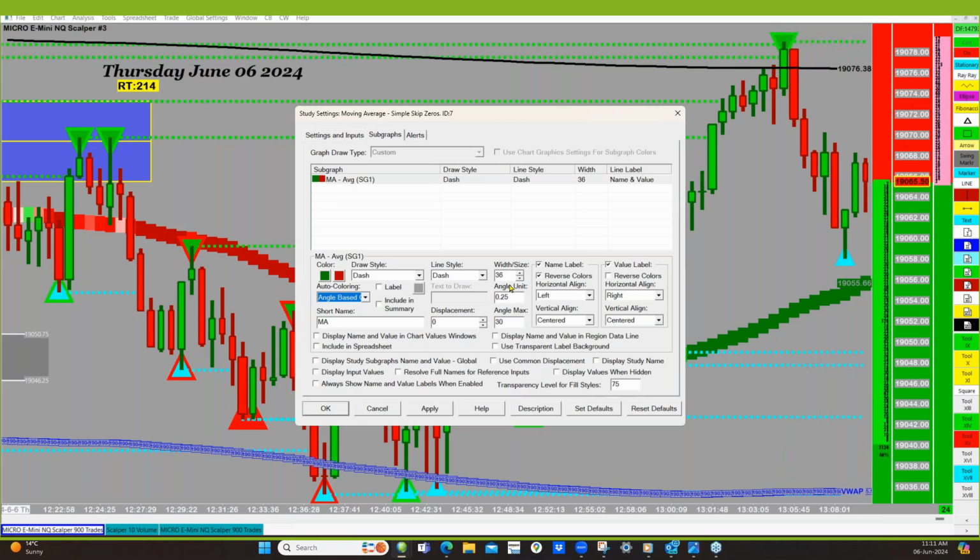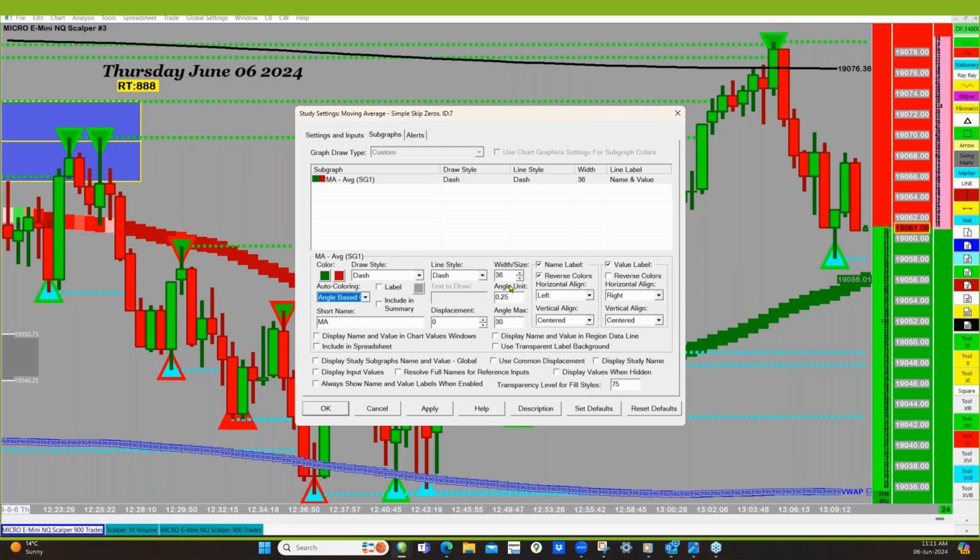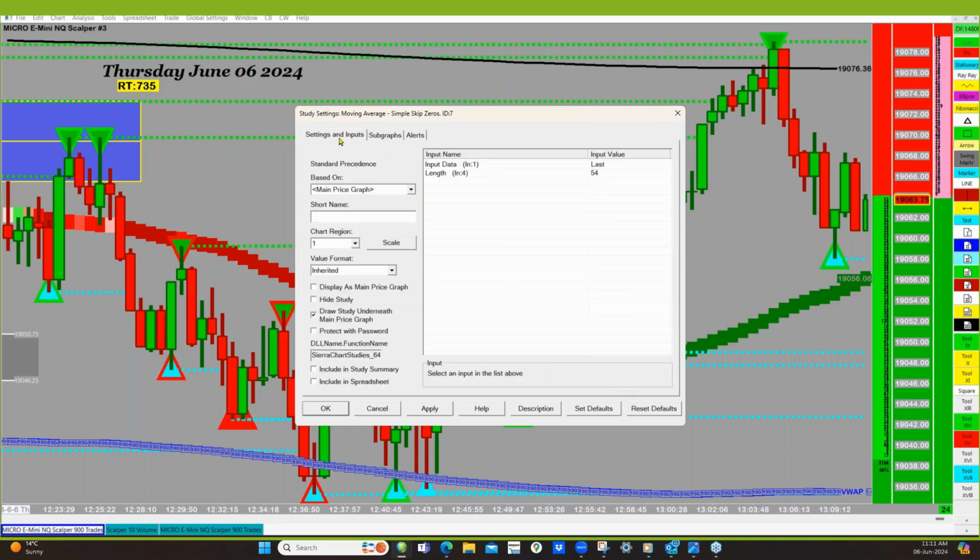You have to remember that a moving average is only an area. So it's something like the center line on a highway. The price action is your most important thing. So like I say, let's go into inputs. So this is a 54.